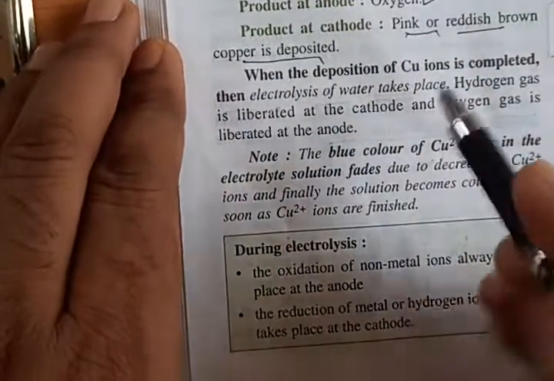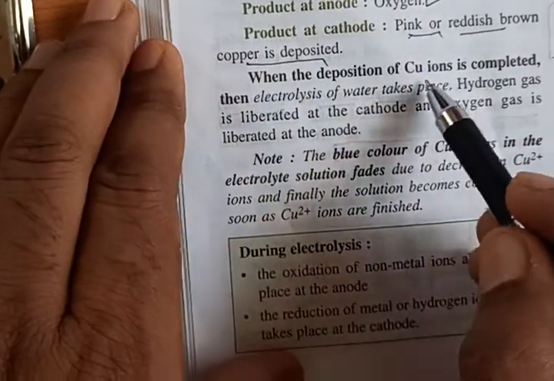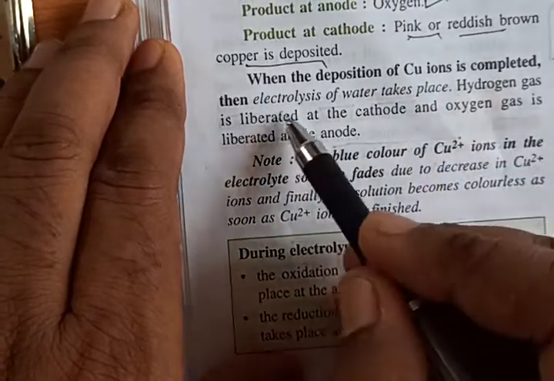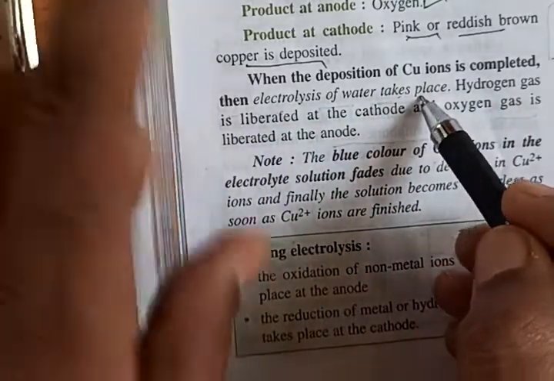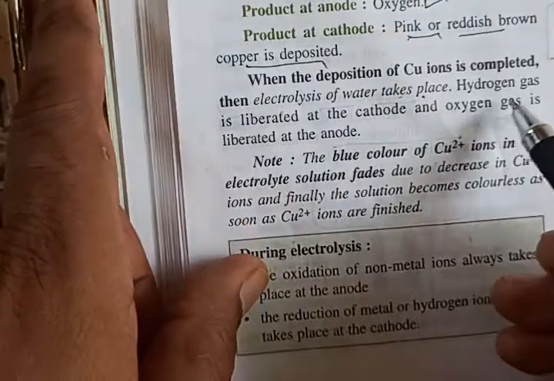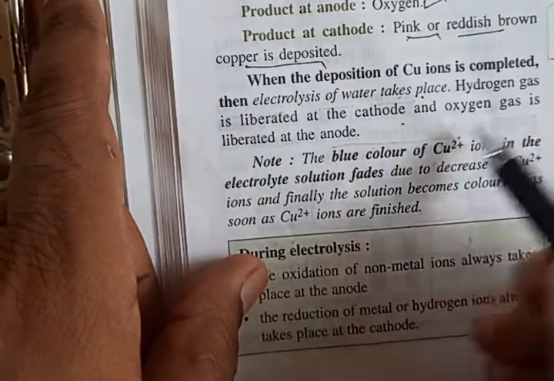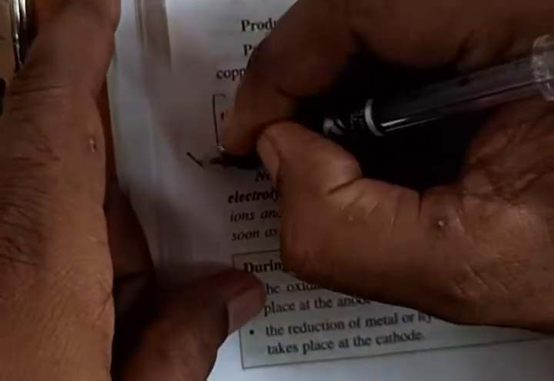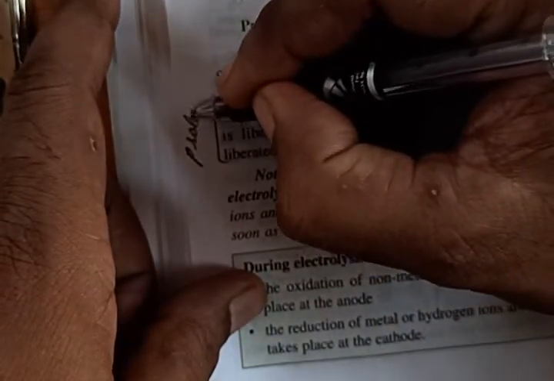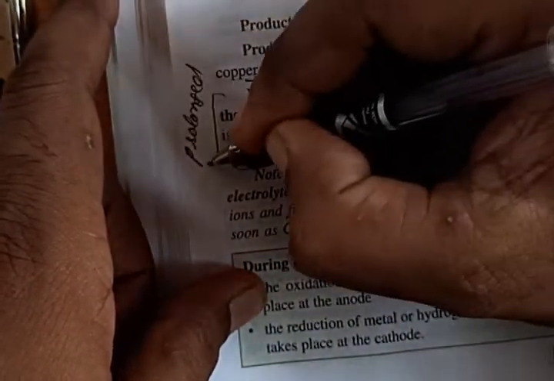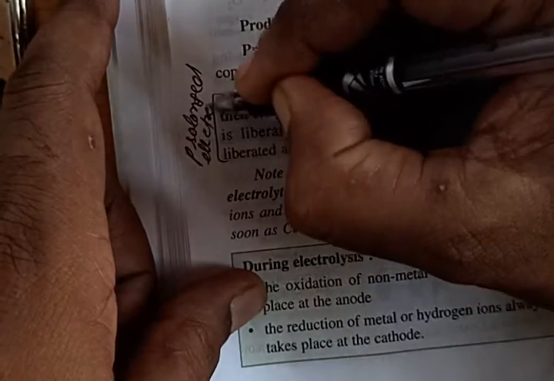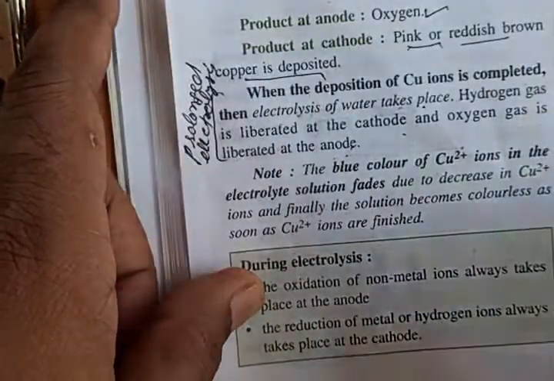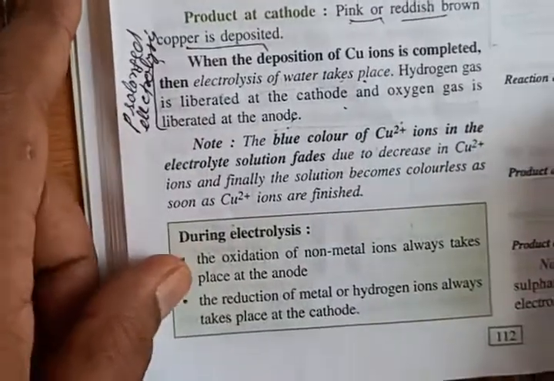So this is what is mentioned here. When deposition of copper ions is completed, then the electrolysis of water takes place. I have already explained why. Hydrogen gas is liberated at the cathode and oxygen gas is liberated at the anode, but this happens only if the electrolysis is prolonged. Otherwise, it doesn't happen.